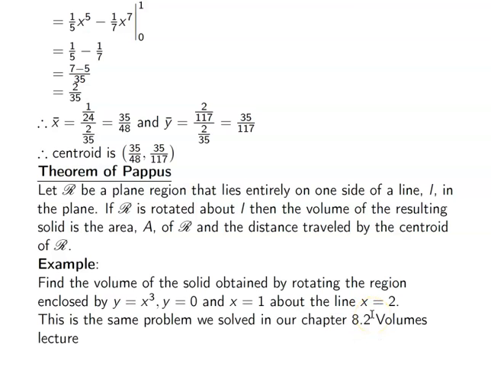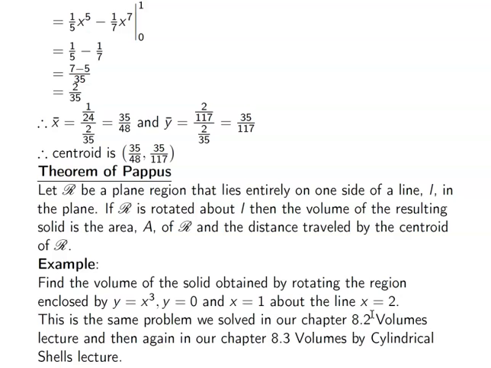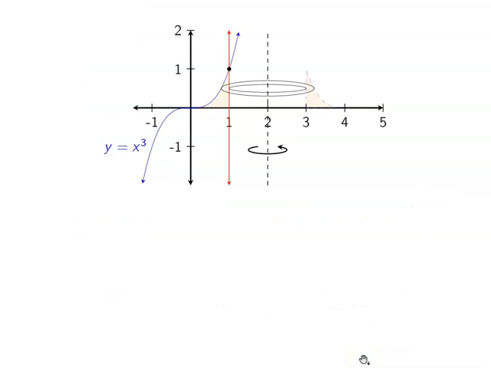Okay, this is the same problem that we have solved a few times in this class using different methods. We solved this in chapter 8.2, the volumes lecture, by using the ring method. And we solved it in chapter 8.3 by using cylindrical shells. So we've done this problem twice already. I suggest you go back and look at it now just to refresh, but we're going to do it all over again. We did do this problem twice, so this is the third time.